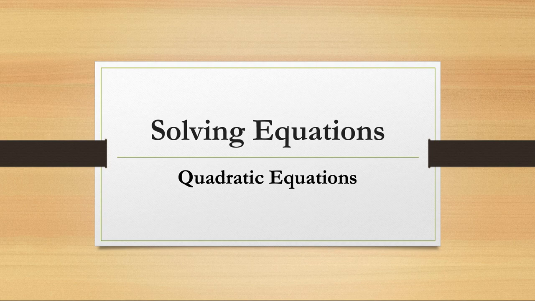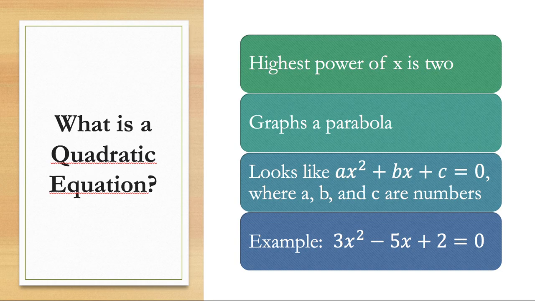The next type of equation that we'll look at is what is called a quadratic equation. So let's begin with the definition. What is a quadratic equation? A quadratic equation is an equation that has as its highest power of x 2. So as you look at your equation, you should see a squared in the equation as the highest power of x. Remember that quadratic equations graph parabolas, which look like a U.